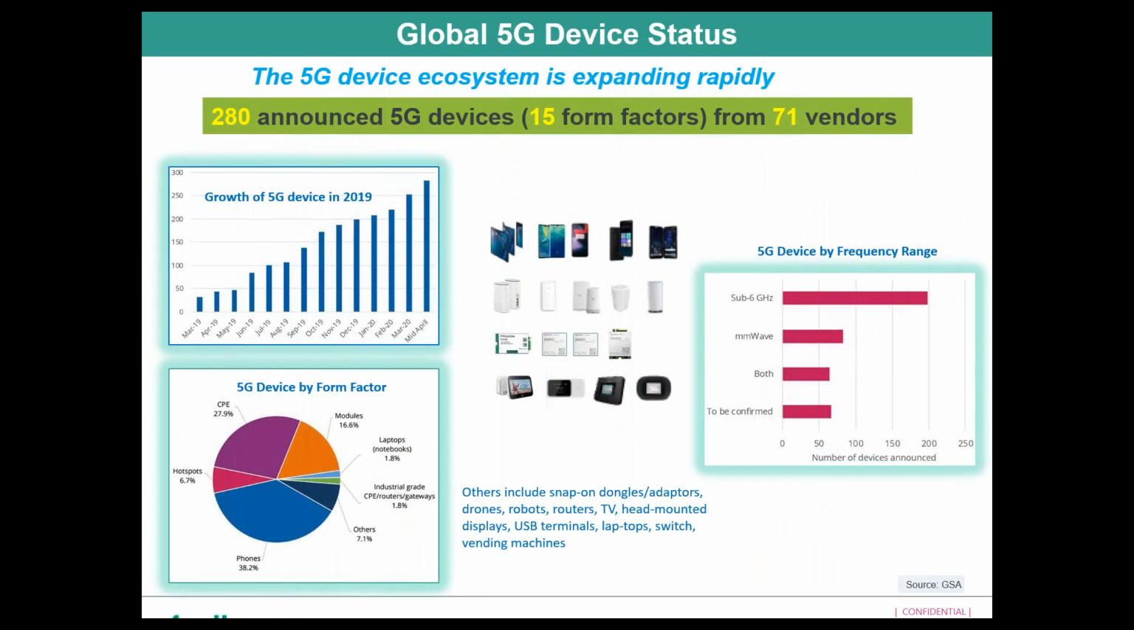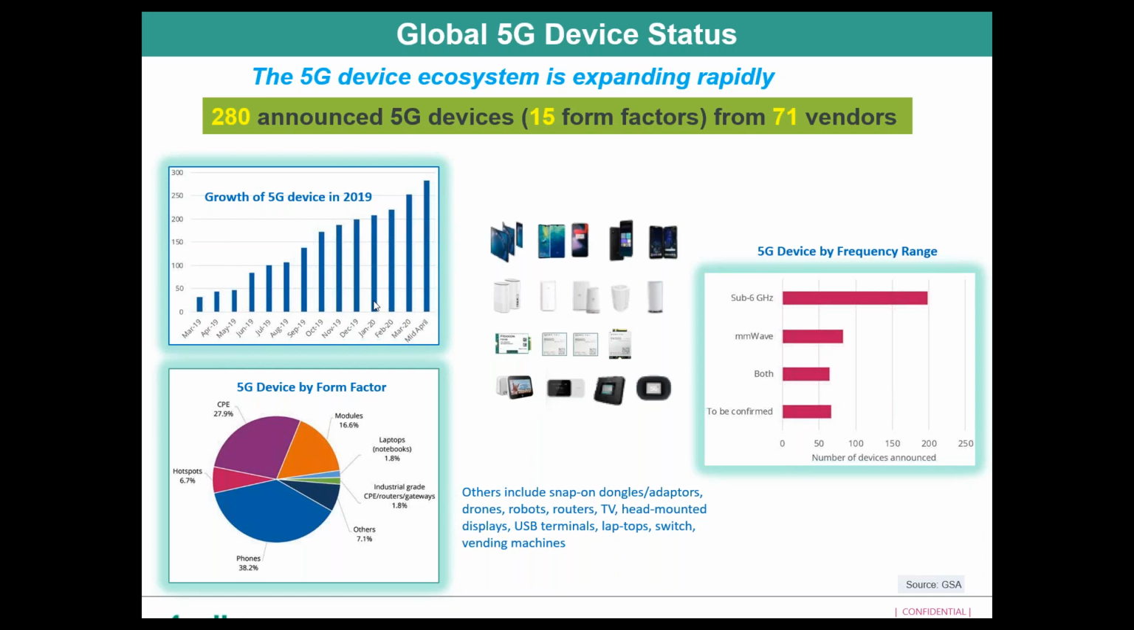Now, on the device side, what's interesting to note is what this is again taken from GSA editorial. What it's primarily showing us on the left chart over here is the growth of 5G devices, right? Starting in 2019, going all the way as of last month. So you can see that this is a steady growth. These are the number of devices that have been announced, right?